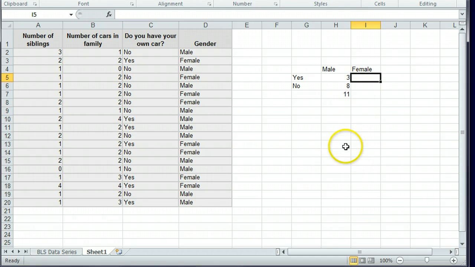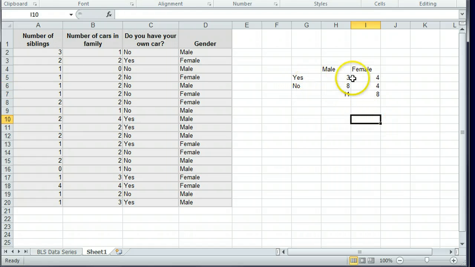Now on the females, I'm going to have a yes, owns a car, and 2 more yeses. So I have 4 females that own a car. And then if I count up the number of females that do not own a car, I have 1, 2, 3, 4, and that's it. So I have 4 females that do not own a car, giving me 8 total.